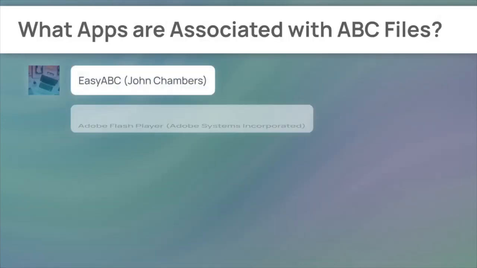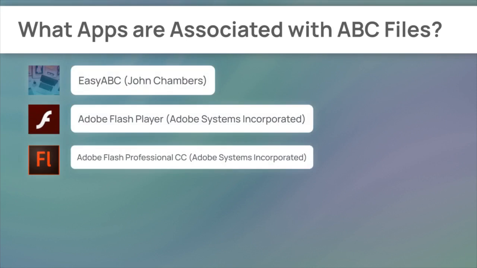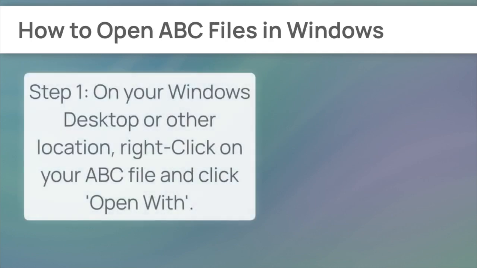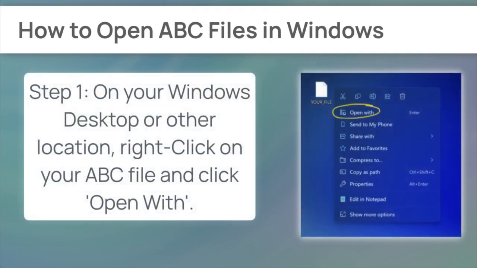Windows often defaults to associating ABC with the EasyABC solution from John Chambers. Full multi-track access requires a utility specifically designed for the media format. Windows can load and play these files, but any advanced sound work relies on professional editors. Your most vital first action is the file association test.